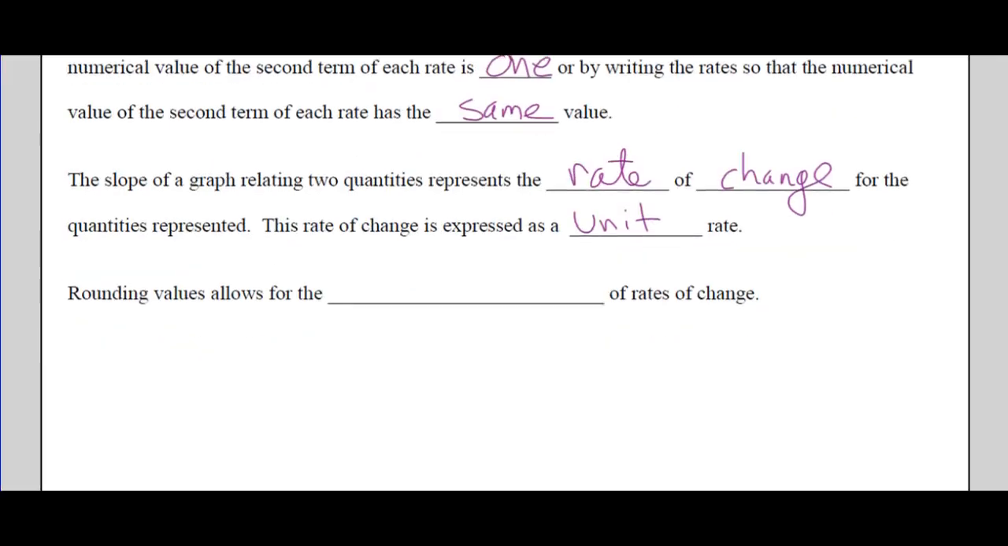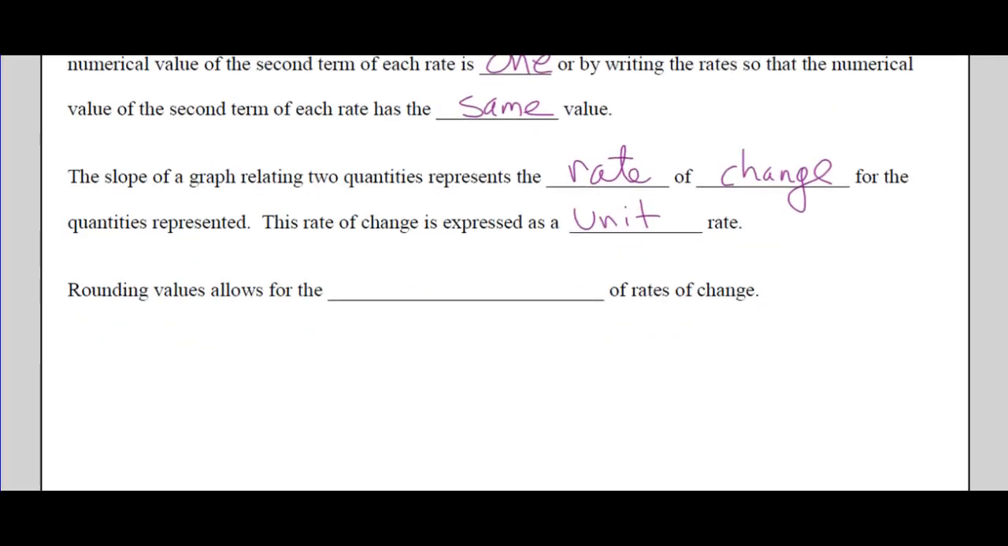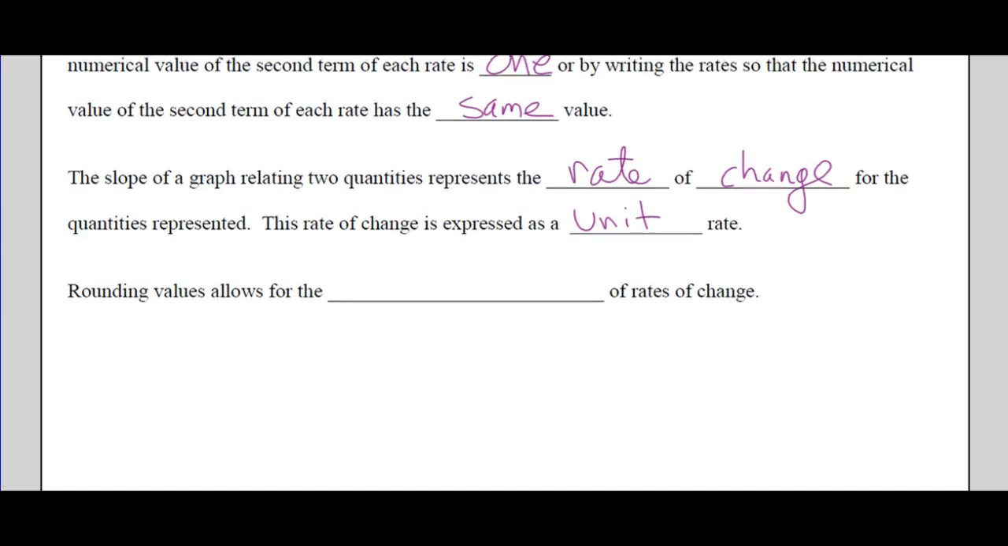Rounding values allows for the something of rates of change. I don't know, what would go in there? Let's say comparison, we'll use comparison. It's as good a word as any. Comparison of rates.